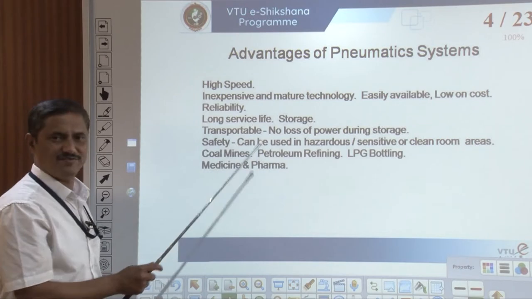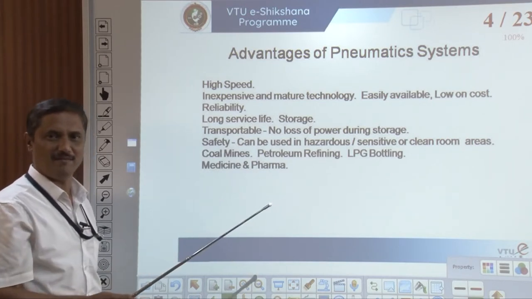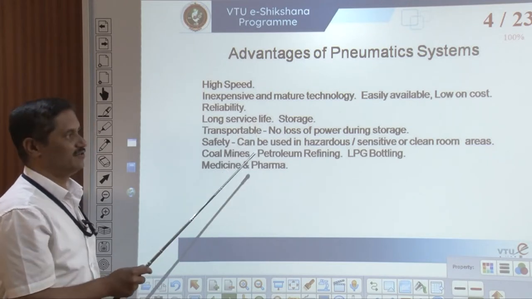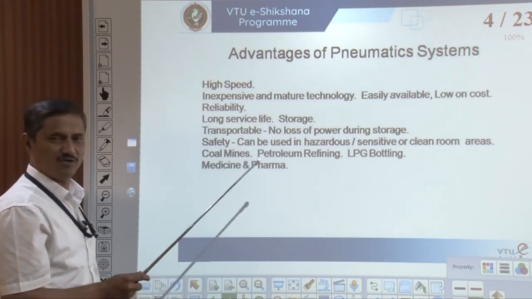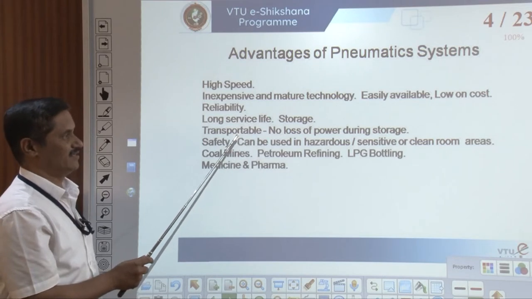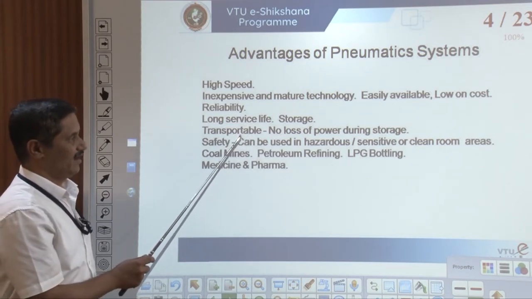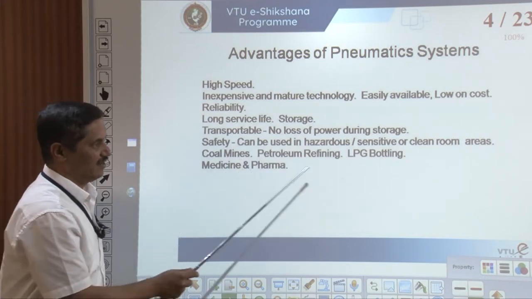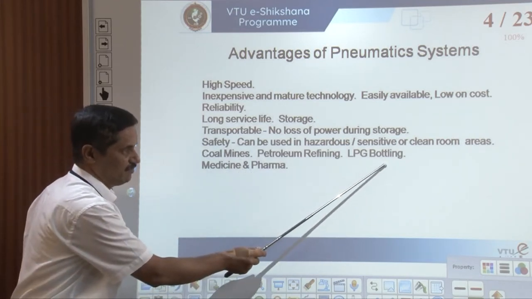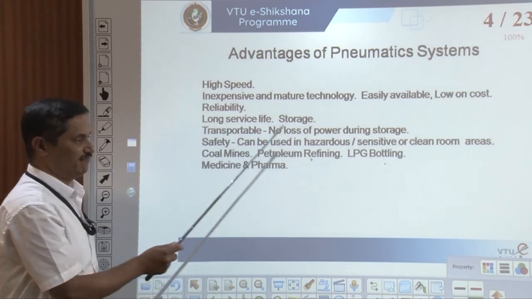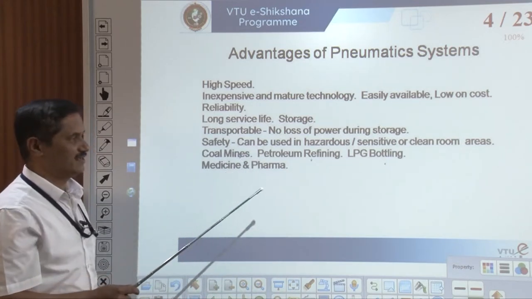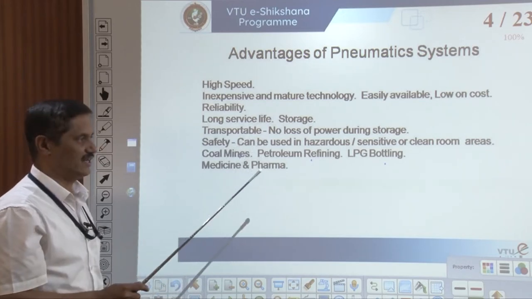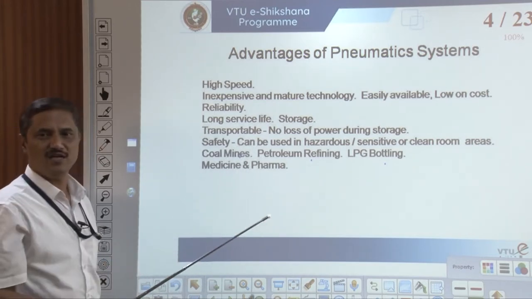And every device which is available in the market today gives a good life. So it can work for a longer time with good reliability and performance. So that is one of the advantages. And it is safer, and hence can be used in various areas like LPG bottling, petroleum refining, coal mines. Any of those areas which are referred to as hazardous areas, there we can use pneumatic air.